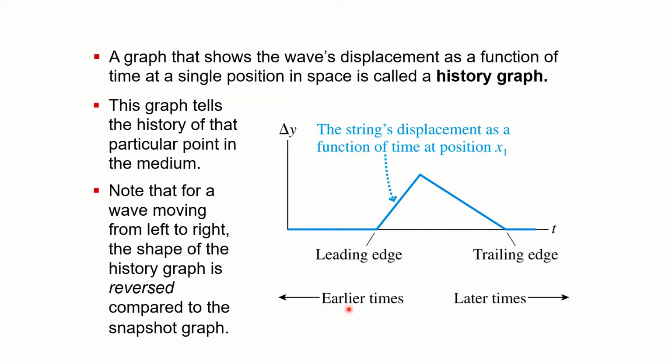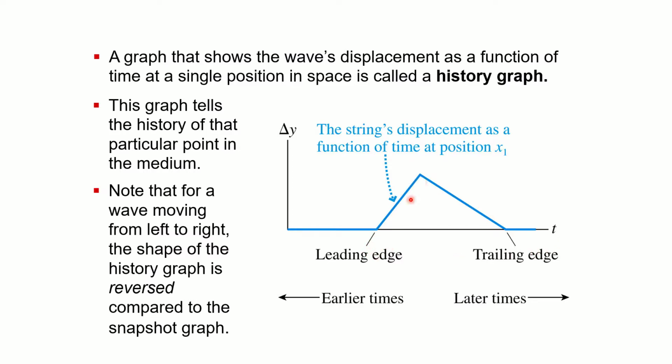The other type of plot that we look at is what we call a history graph, right? This is where you can look at the displacement of a single position in the medium and plot the displacement as a function of time. One of the interesting things about this is the leading edge of the wave is actually on the left-hand side of this plot because it happens at an earlier time.